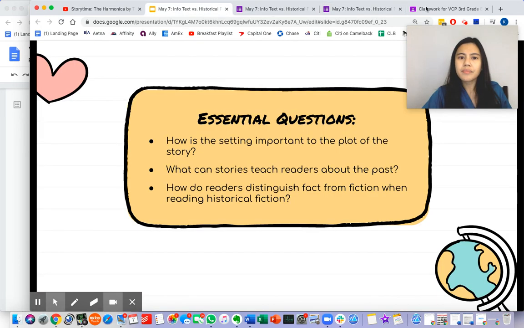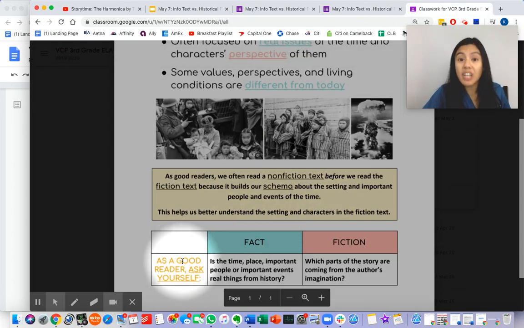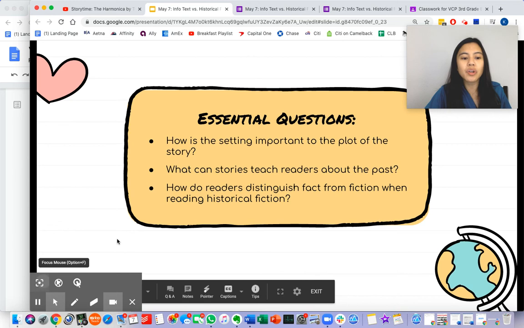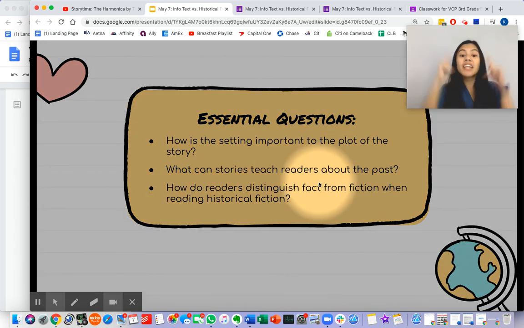Scholars, one thing that I need to remember while I'm reading my historical fiction text today is to ask myself, how do I, as a good reader, distinguish fact from fiction while reading historical fiction? ELA Masters, when we read The Bracelet a couple days ago, this was a little tricky for some of us. Let's review how we do that.